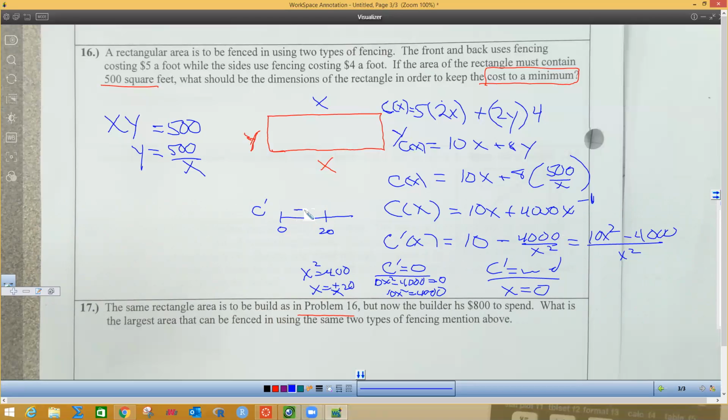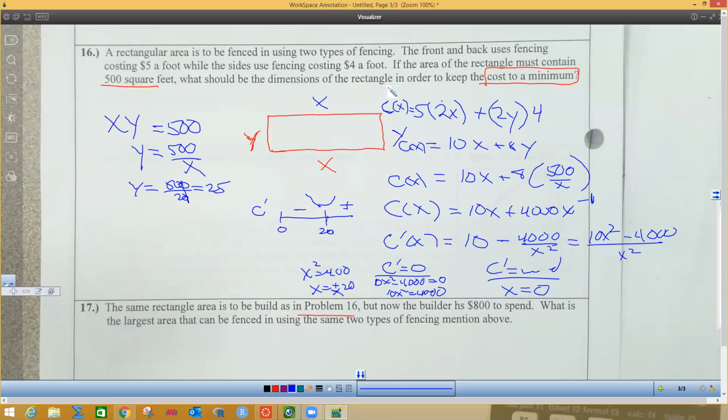This is a negative, so my slope's going down on that left side. And then let's plug 30 in. So that would be 900 times 10, that's 9,000. So that's a positive, and that's positive forever. So I know that the minimum value of this has to be when x is 20. So when x is 20, y is going to be 500 divided by 20, which is going to be 25.